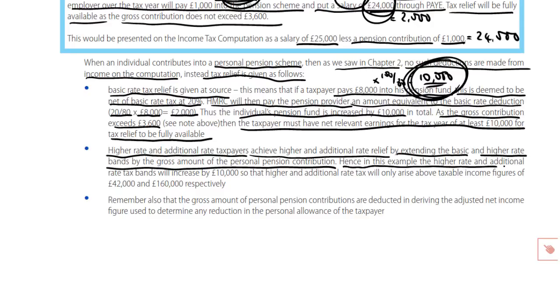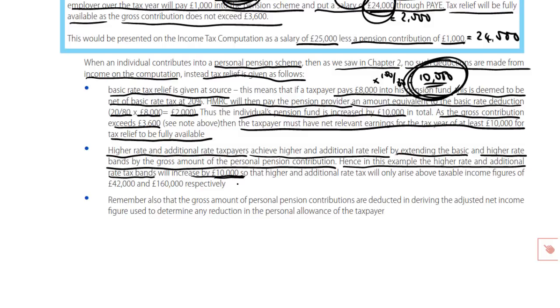Hence, in the example we've just seen, the higher rate and additional rate tax bands will increase by £10,000. We extend the basic rate band. Now, we know that for our 17-18 tax year the basic rate band limit is £33,500. Therefore, that would now be extended by £10,000. The additional rate band limit, 150,000, would also be extended by 10,000.